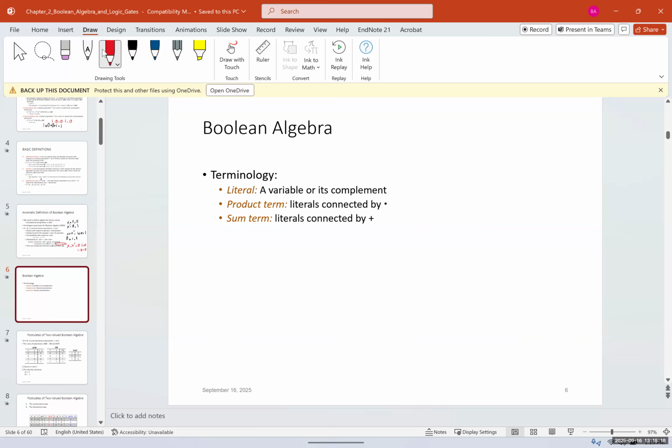We have literals. A literal is a variable or its complement, such as x, y, z, or we write it like a, b, c. And a complement would be x prime, y prime, and z prime, also a prime, b prime, and c prime. These are the literals. And then we have the product term, which is the literals connected by the and, the dot. And we have the sum term, which is the literals connected by the or operation.